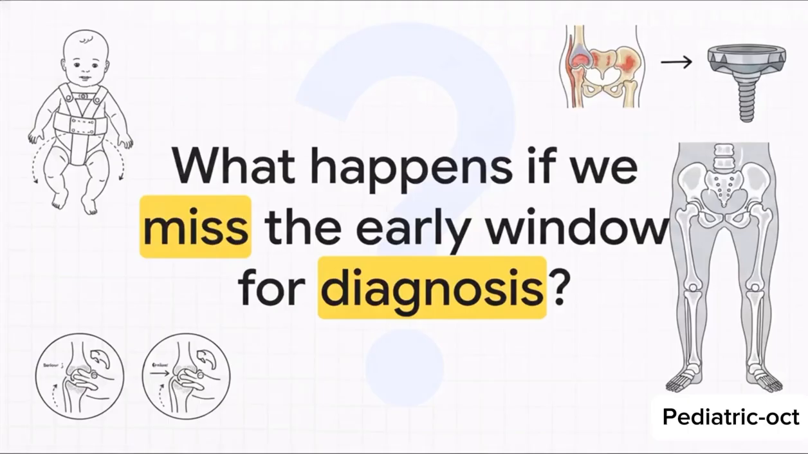If we fail to perform those Barlow and Ortolani maneuvers properly, well, we condemn that child to a permanently subluxed hip, marked gait deviations, early onset osteoarthritis, and the terribly high likelihood of needing total hip replacements as a young adult. Early vigilance is absolutely everything in preventing a lifetime of orthopedic disaster. Keep your eyes sharp and your mind engaged.